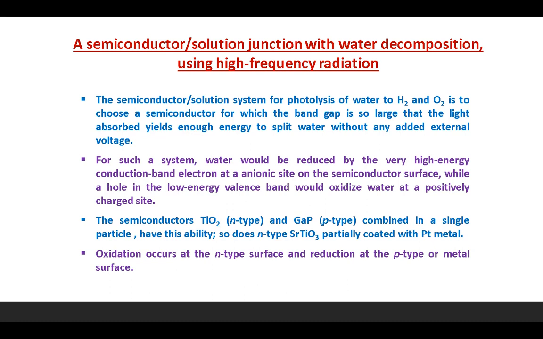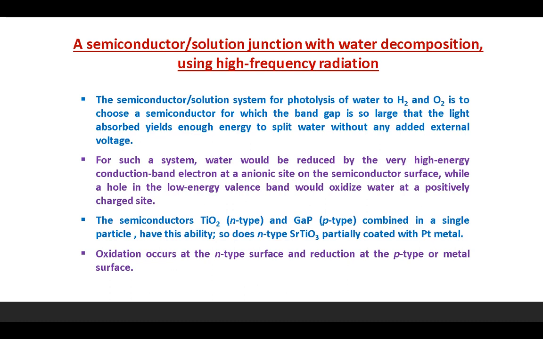charged site. The semiconductors titanium dioxide, which is N-type, and gallium phosphide, which is P-type, combined in a single particle, have this ability. So does N-type strontium titanate, partially coated with platinum metal. Here, oxidation occurs at the N-type surface, and reduction at the P-type, or metal surface. The major drawback of these systems is that the high energy radiation required uses only the ultraviolet portion of the sun's radiant energy, which is only a small fraction of the total energy input at the Earth's surface.